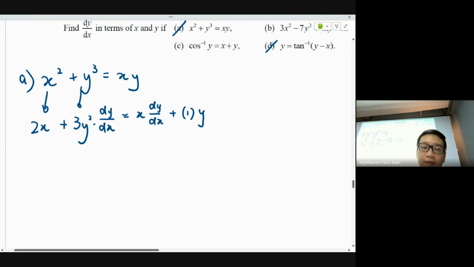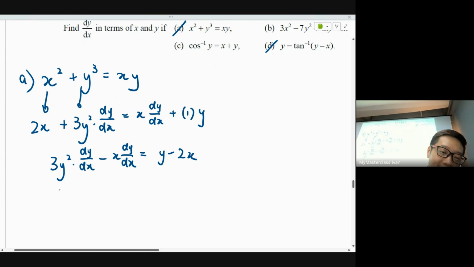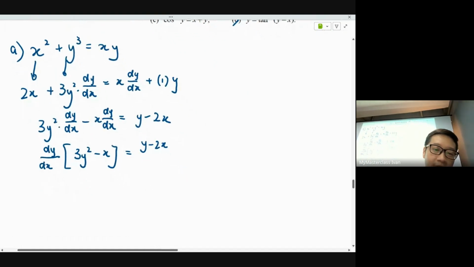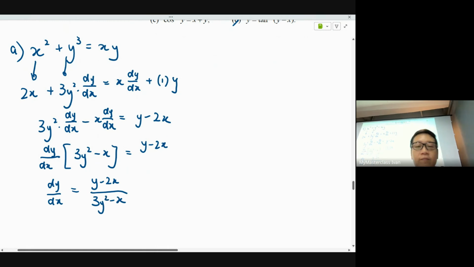Now I bring all the dy dx to one side. 3y squared dy dx minus x dy dx equals y minus 2x. Factorize out the dy dx. Take a big bracket: 3y squared minus x equals y minus 2x. Then make it the subject. dy dx equals y minus 2x over 3y squared minus x. That's it.